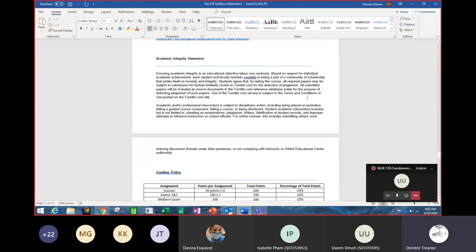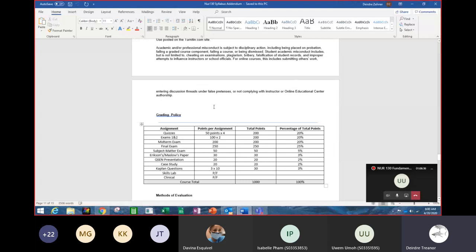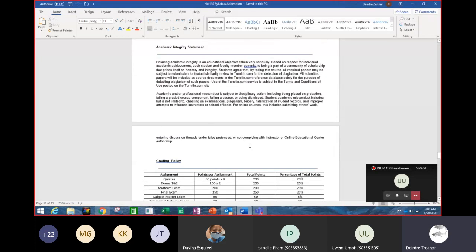Academic integrity. To help with academic integrity during testing, just a reminder, everybody needs to have a device that will allow me to view you through a webcam. If you do not have a device that allows you to do that, then I will need you to use your phone.